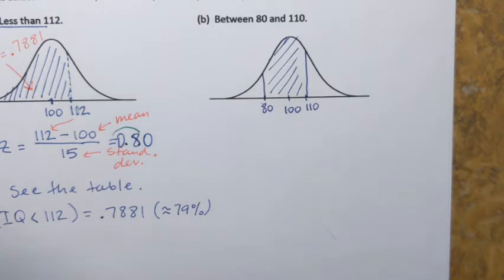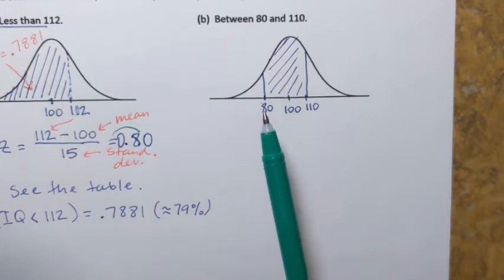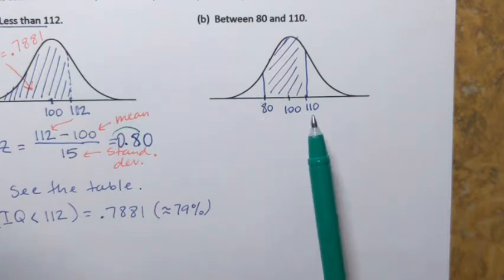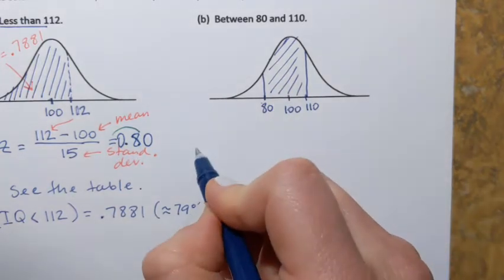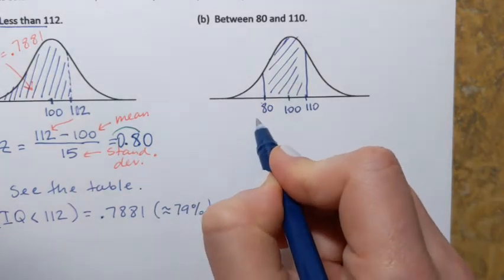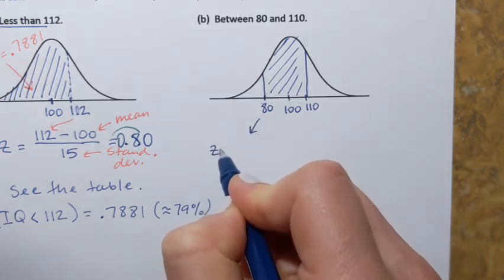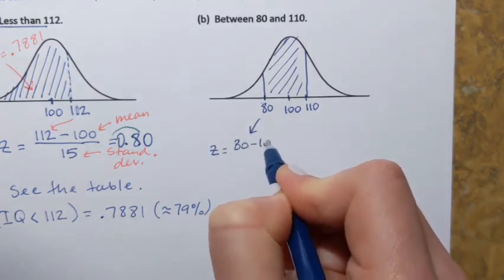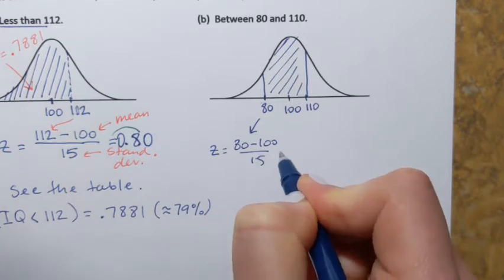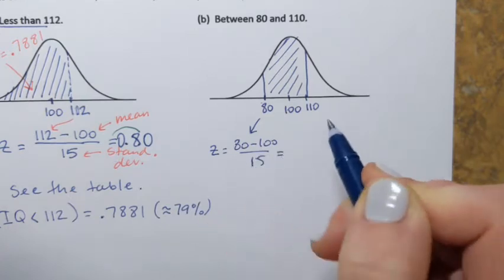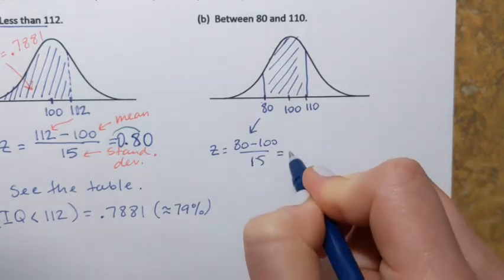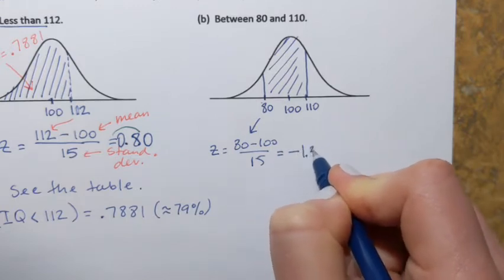Well, of course, we'll first need to find z-scores because to use the table, we need z-scores anyway. So here we have to do it twice. We're going to find the z-score for 80 and the z-score for 110. Let's actually start with that. So in step 1, we're going to find the z-score for 80. So z equals 80 minus 100 over 15. That's negative 1.33.